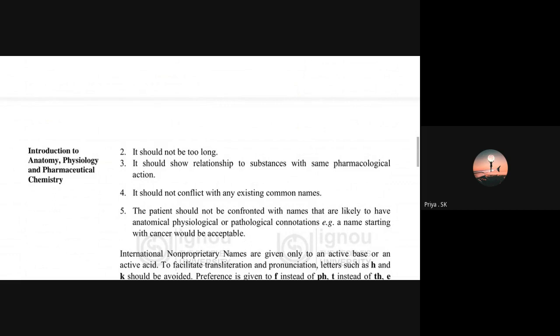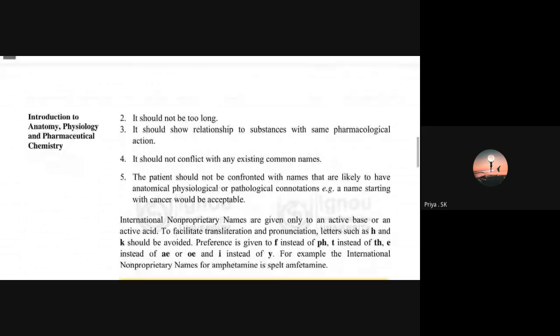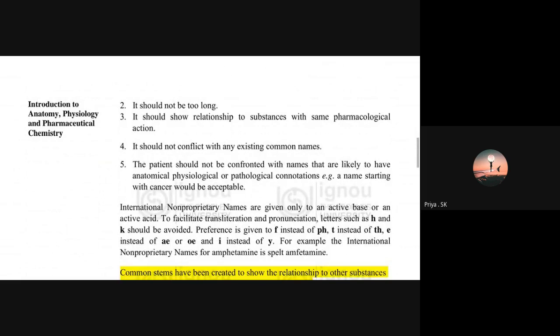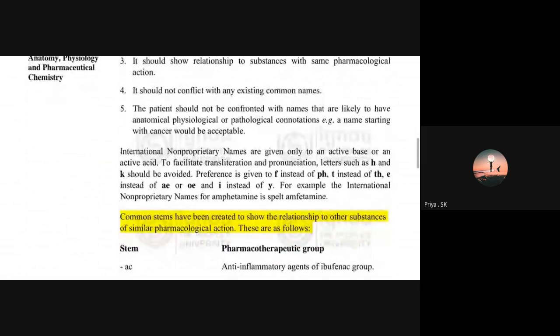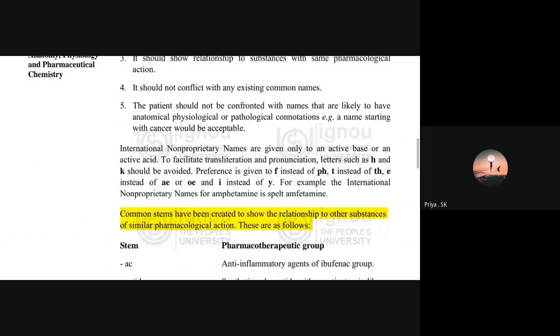Names starting with cancer would not be acceptable. For example, a name starting with cancer would not be acceptable for the name of a drug. Common stems have been created to show relationship to other substances of similar pharmacological actions.